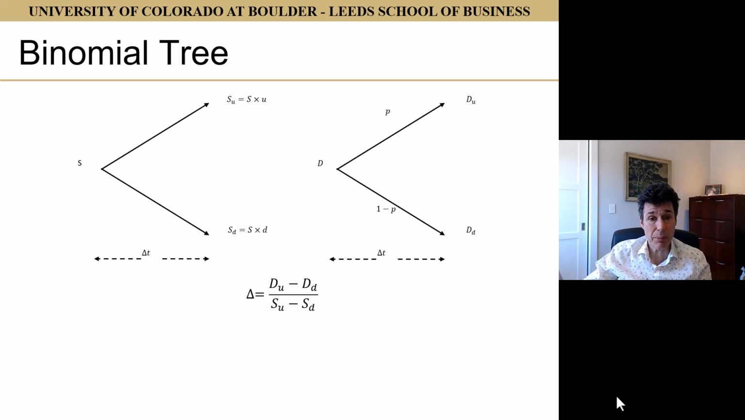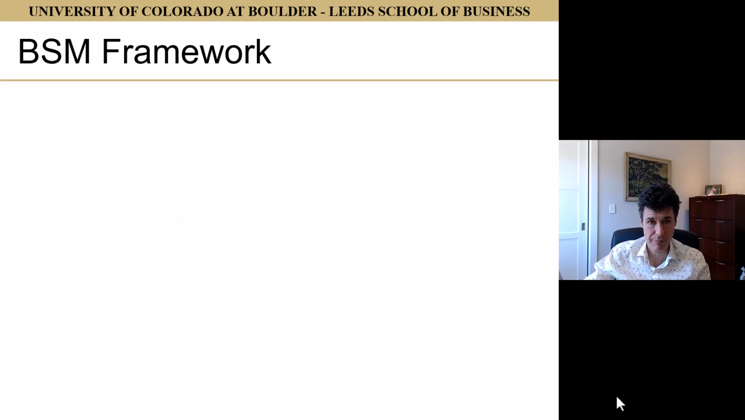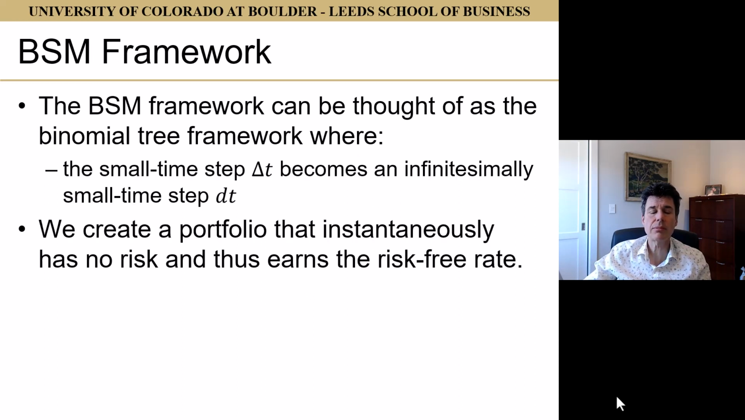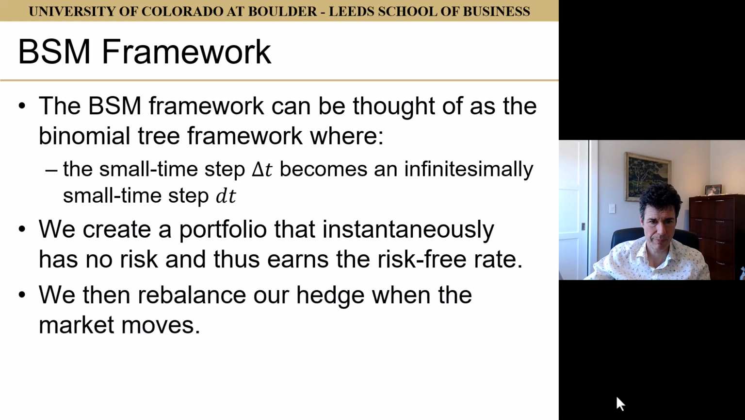Now, the way the Black-Scholes-Merton framework works is it makes this time step, the delta t, infinitesimally small. Each instant of time, we create a portfolio that has no risk. If it has no risk, we earn the risk-free rate. Every instant that goes by, we rebalance our hedge when the market moves, right? The stock goes up or the stock goes down. Now, of course, we're working in a world where the stock can go anywhere. The return's normally distributed, but still over that very, very small piece of time, we earn the risk-free rate because instantaneously we have no risk.